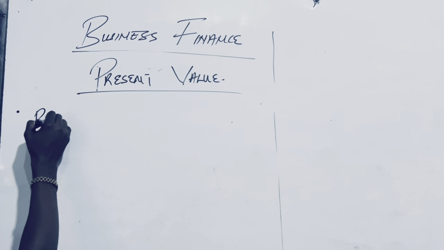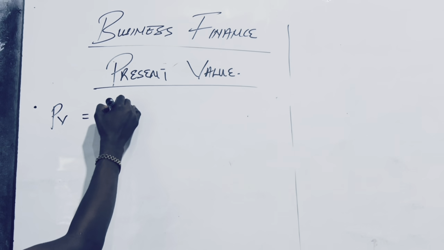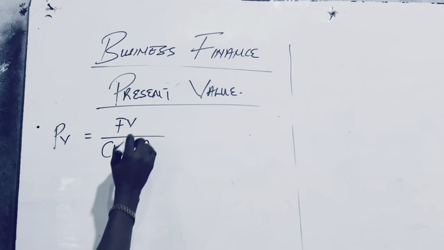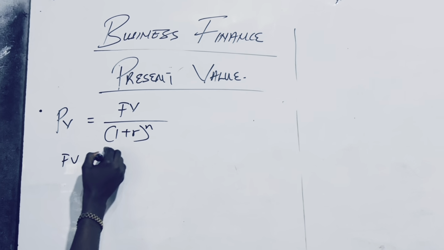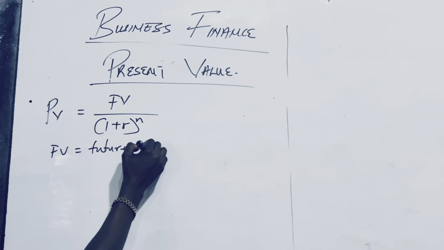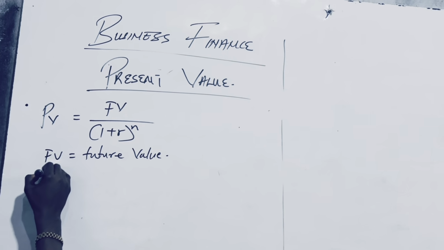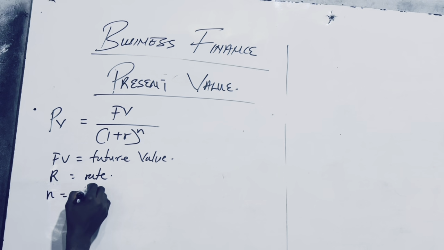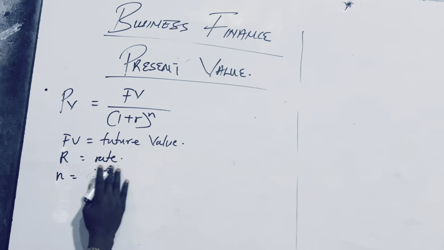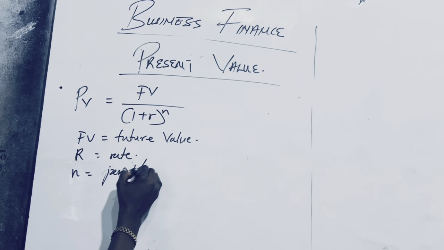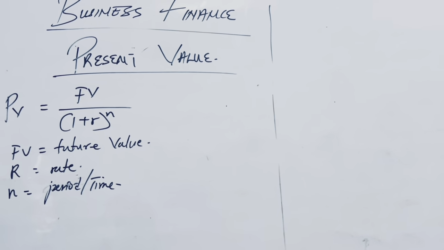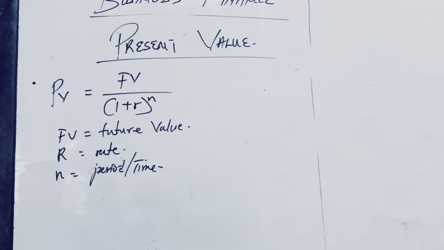Now, the present value can be given as future value over (1 + R)^N, where FV is our future value, our R is our interest rate, N is our period or our time. Now, what is the usefulness of present value?